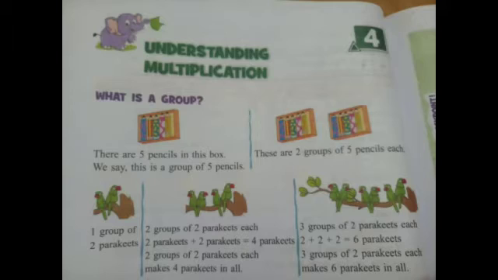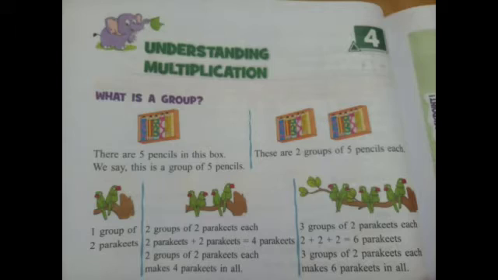Here they have given, see the picture in the book, page number 52. What is a group? So first thing is they are putting things into groups, then they will do the multiplication. There are 5 pencils in a box. So in one box itself 5 pencils are there. They have two boxes. So how many pencils are there? One box 5 plus another box 5. So 5 plus 5 we can count and it will be 10.